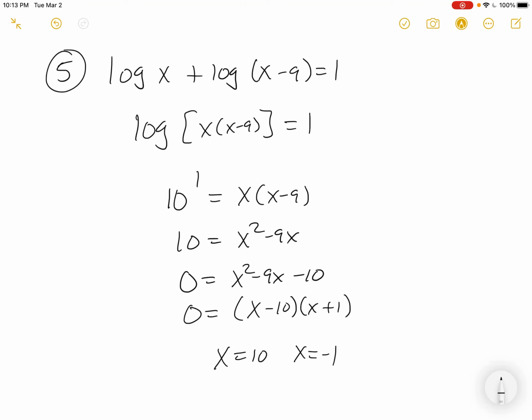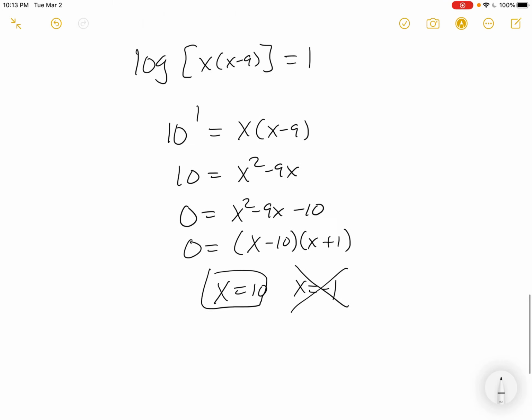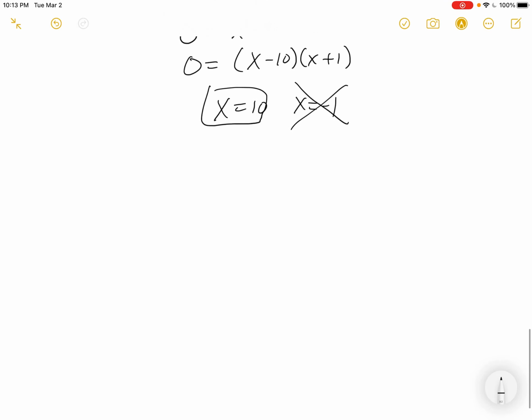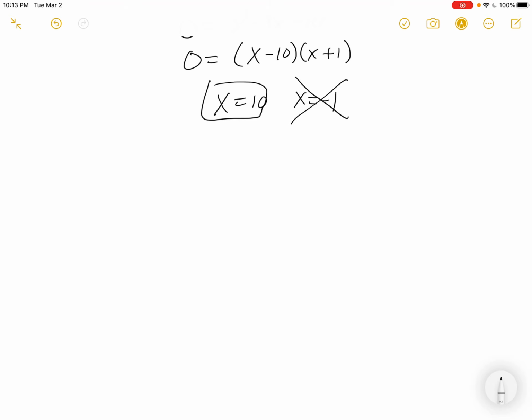So let's check the 10. Can you take the log of 10? Absolutely, because 10's a positive number. Can you take the log of 10 minus 9? Well, 10 minus 9 is 1. Sure, that's a positive number, so the 10's a keeper. How about the -1? Can you take the log of -1? Of course you can't. You've already said that the domain is greater than 0, so you know that that one's being chucked out. It's that type of work that we're dealing with.